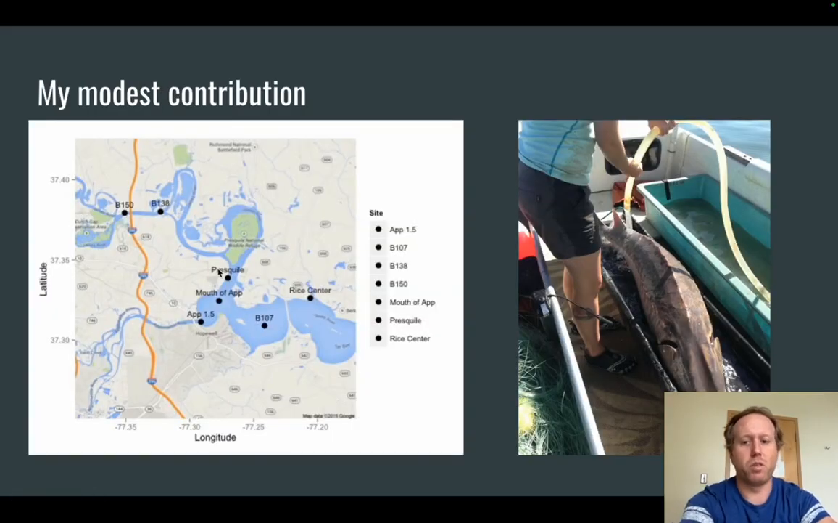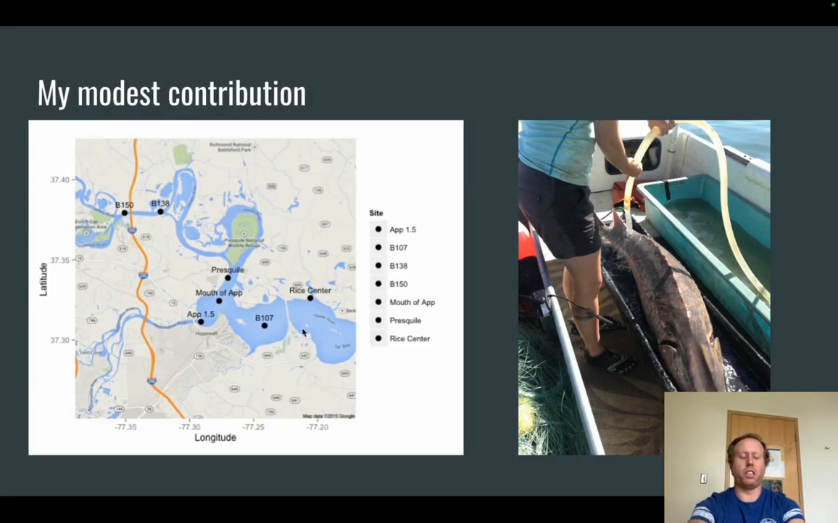So my modest contribution was about this big old fish over here on the right. This is an Atlantic sturgeon. Let's see if I can remember, Acipenser oxyrhynchus. It's a specific species. I was working in this study area that you can see over here on the left. Richmond, Virginia is just up to the left of this screen here, or to the west. For those of you that are from the area, you probably recognize it, but this is Presquile National Wildlife Refuge, and this is the VCU Rice Center, if you're familiar. This is the mouth of the Appomattox, which you should be aware of because the Appomattox flows through Farmville, but the mouth of it is actually just east of Richmond.